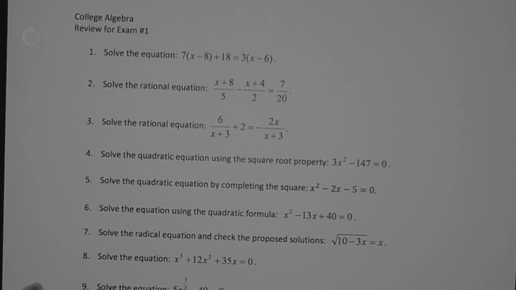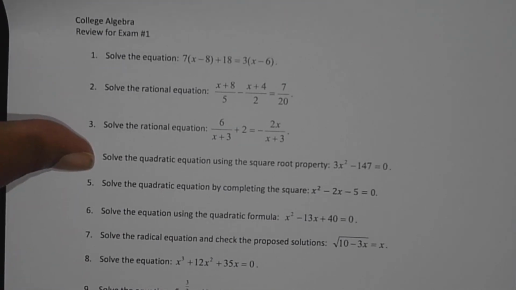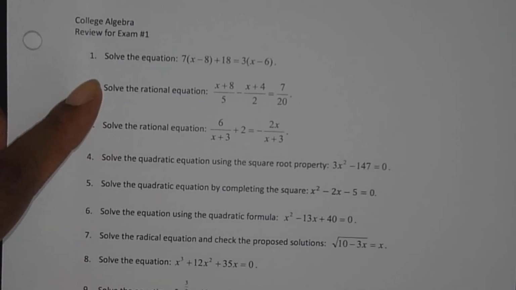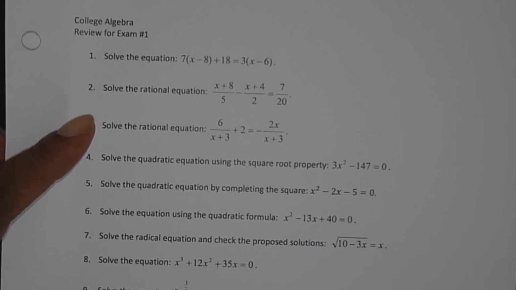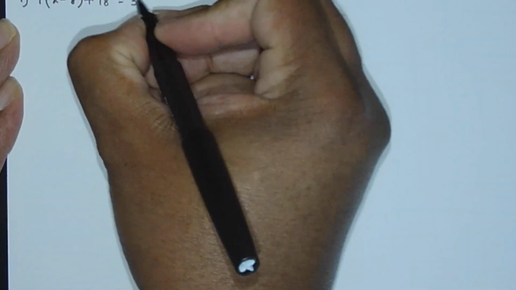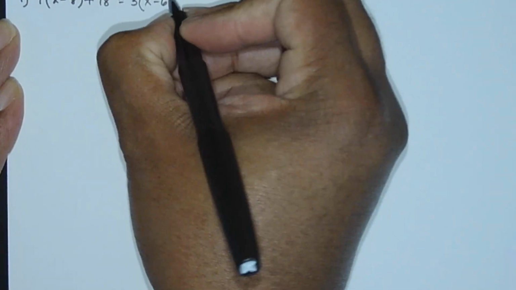Okay. All right, here's the review sheet that we have here, and we'll go ahead and start with problem number 1, where we're going to solve the equation, and it is a linear equation that we will solve for the variable. So in this case here we have 7 times the quantity x minus 8, plus 18, is equal to 3 times the quantity x minus 6. And here we're going to solve this linear equation for x.